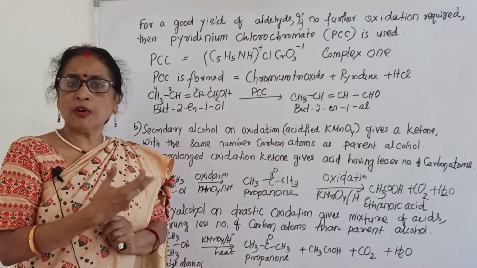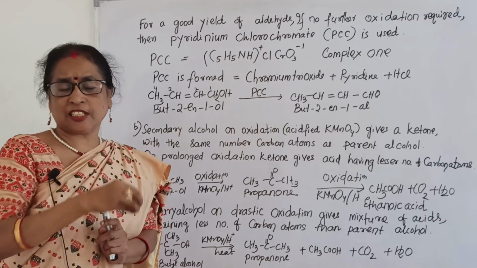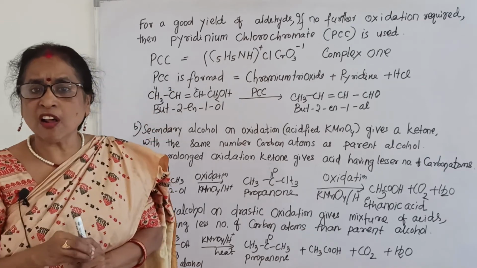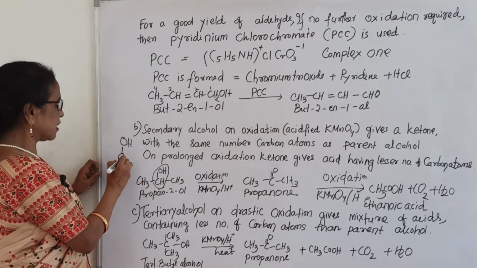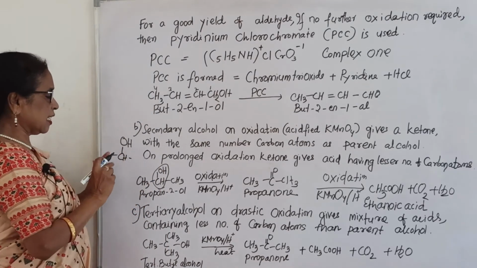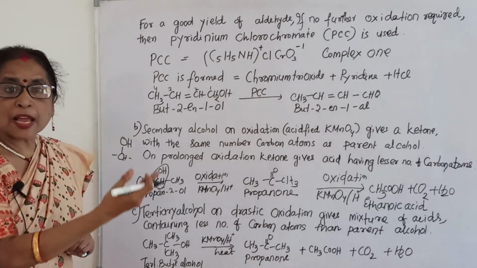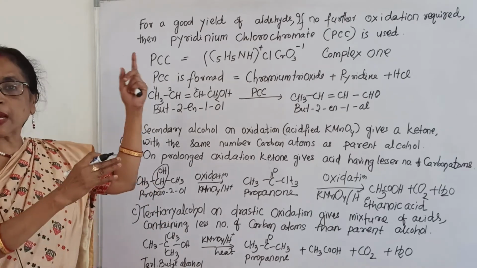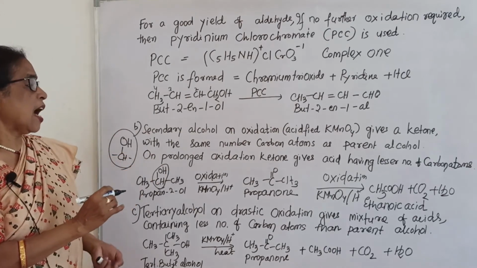Secondary alcohol, what is meant by secondary alcohol? When the OH group is attached to CH, that is called secondary alcohol. Before that, the primary alcohol: when CH2 is attached to OH, that is primary. Here it is secondary. Now you can see what happens.